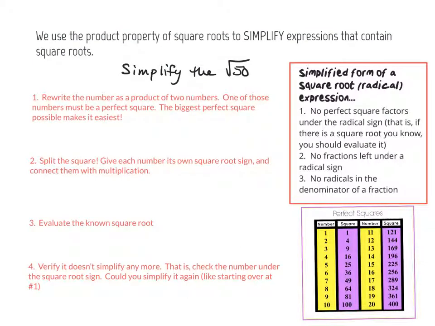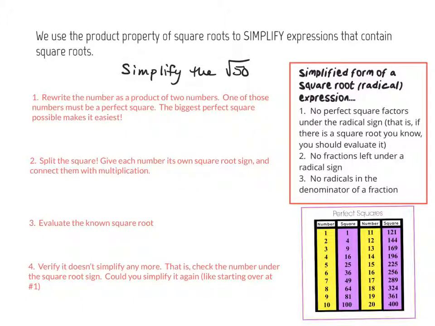Now we use these properties, specifically the product property of square roots, to simplify expressions that have square roots in them. So I've defined what we mean to simplify it. When I have a square root, I'll know it's simplified if there's no perfect squares under the radical sign. So like if this was the square root of 50, I should evaluate that. Another thing that it means to be simplified is there's no fractions under the square root sign.